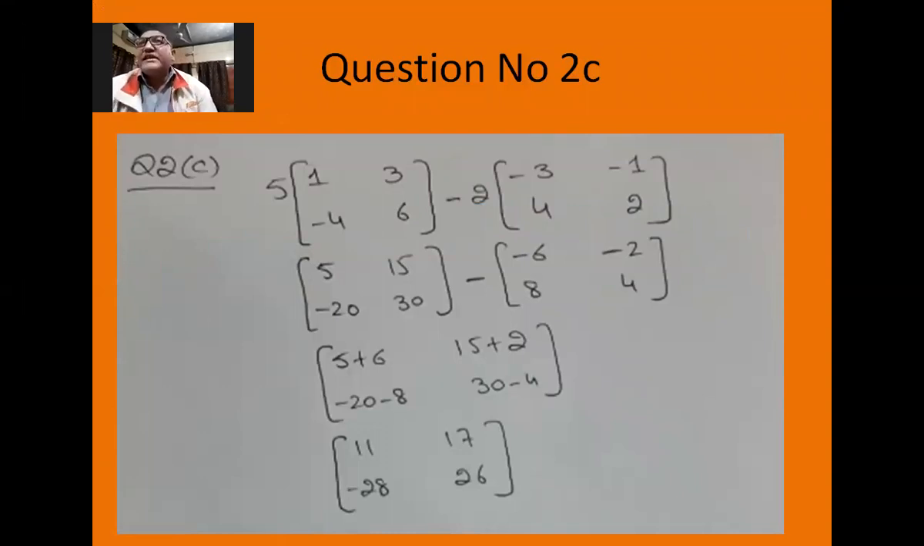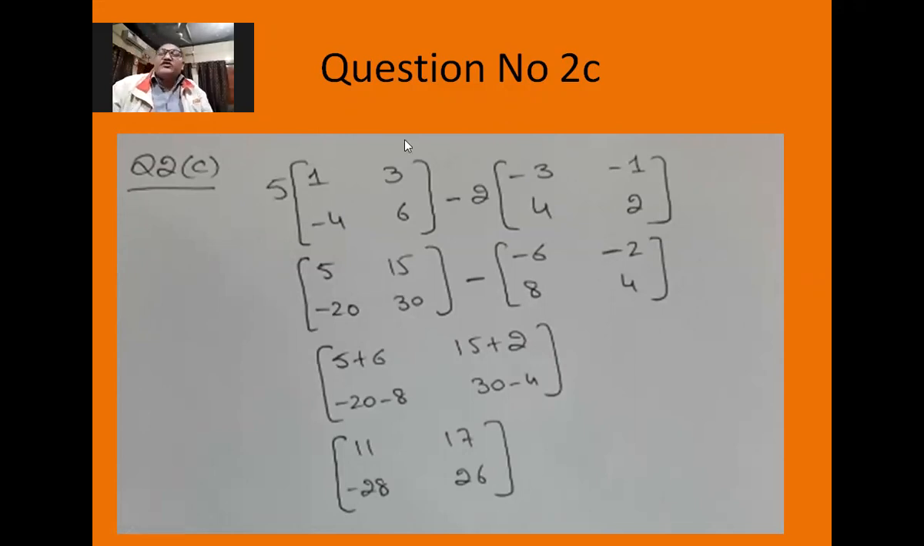Question number 2 and C part, here we have 5 will multiply with this matrix. Just 2 rows, 2 columns, and this minus 2 is multiplied with this matrix. It also has 2 rows and 2 columns. This 5 will multiply with this matrix. You will get 5, and this 5 will multiply with 3. That will give you 15. 5 will multiply with minus 4. It will give you minus 20.